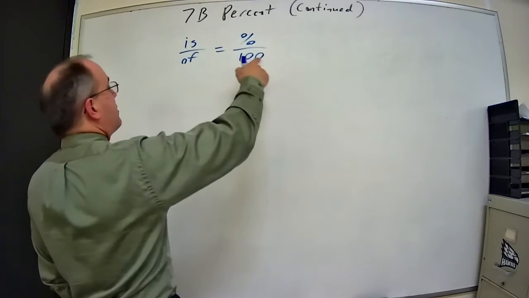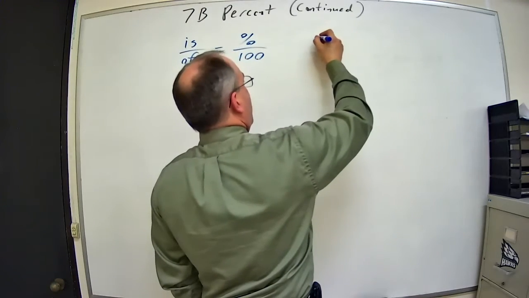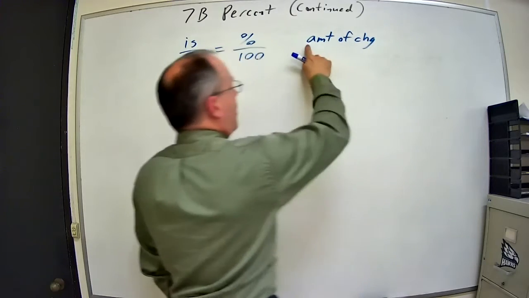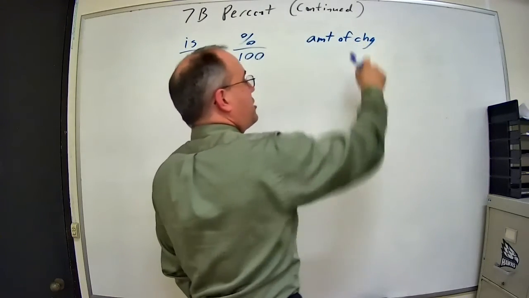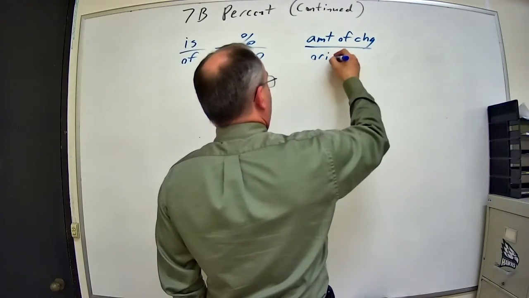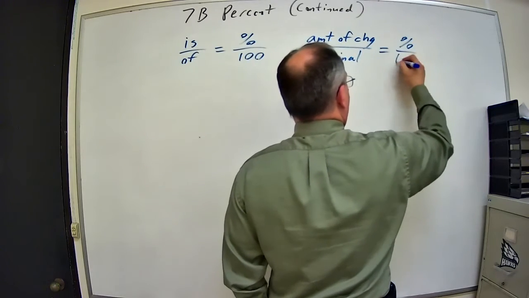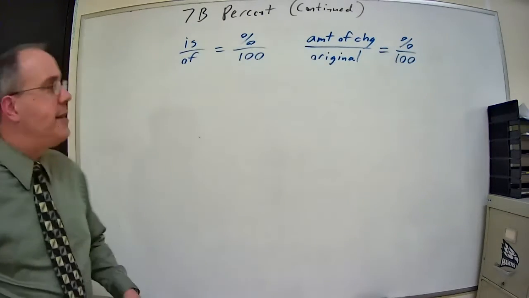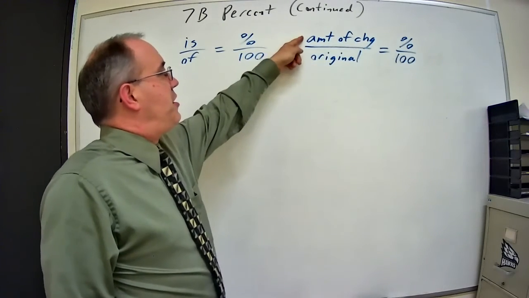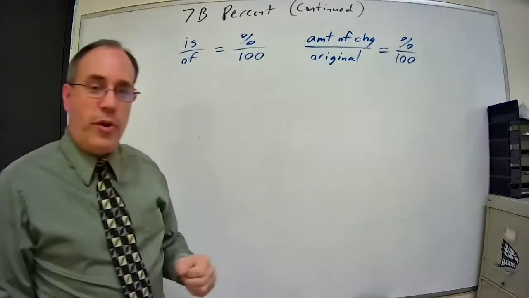So we're going to modify this, and instead of saying is over of is equal to percent over 100, I'm going to say amount of change, AMT of change, CHG, over original is equal to percent over 100. Now, if you look at these, you're still saying is over of is equal to percent over 100.